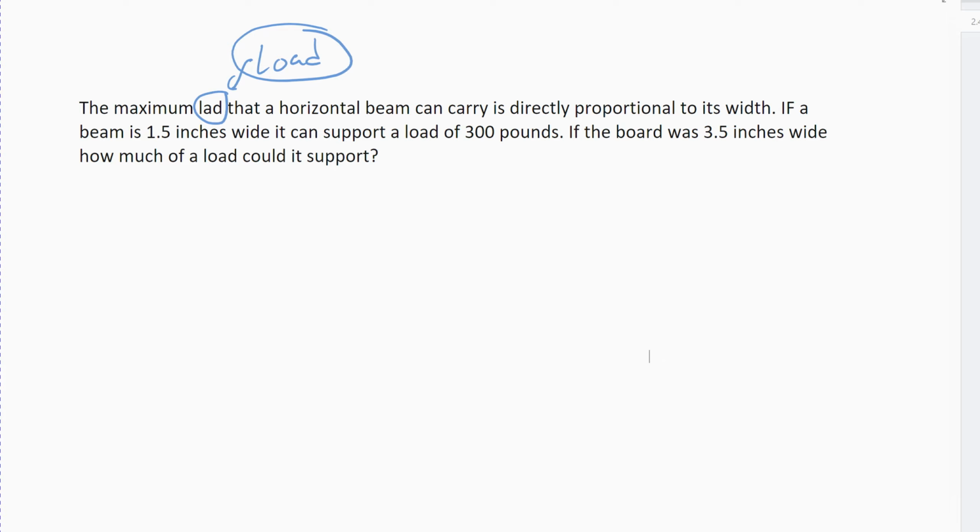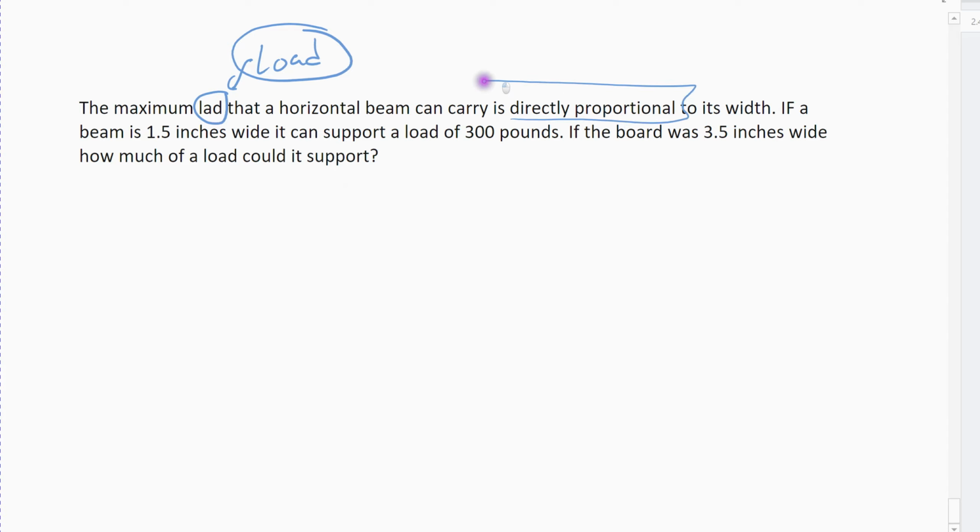All right, so the maximum load that a horizontal beam, so again, it would be a beam, it would either be a big, strong piece of wood beam or a steel beam or some type of beam, can carry is directly proportional to its width. So the wider it is, the more weight it can carry, all right? And it's proportional, right? The wider the beam is, the more load it can bear. Alright, so suppose we have a beam that when it's 1.5 inches wide, it can support a load of 300 pounds. Right? If the board is 3.5 inches wide, how much load could it support in that case?